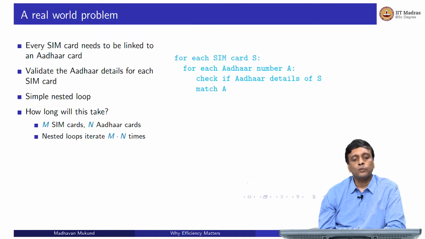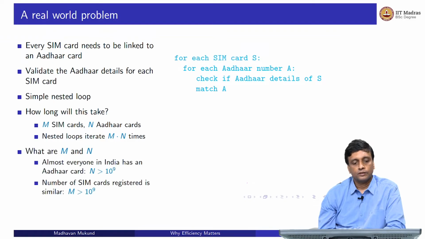So, the question is, how long will this take? Supposing there are m SIM cards and n Aadhaar cards, then it is easy to see that the outer loop will run m times, and each time the outer loop runs, the inner loop will run in general n times if I go through all the Aadhaar cards. So, let us assume that all the SIM cards have invalid Aadhaar numbers. Then I will have to scan through all the Aadhaar cards to discover this. So, in the worst case, I will end up with m times n. Right? So, this is the complexity of this naive solution.